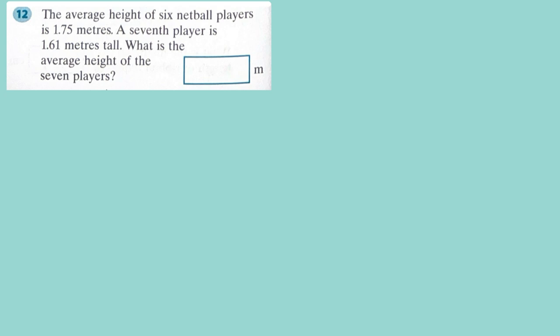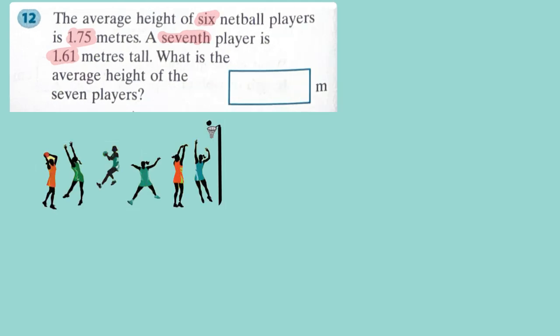So the average height of 6 netball players is 1.75 meters. Now a 7th player is 1.61 meters. What is the average height of the 7 players? So these are our 6 netball players, and they are all 1.75 meters on average.